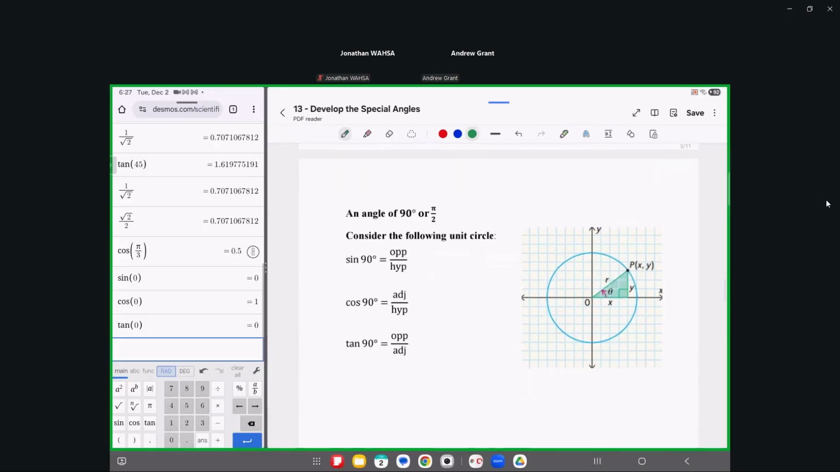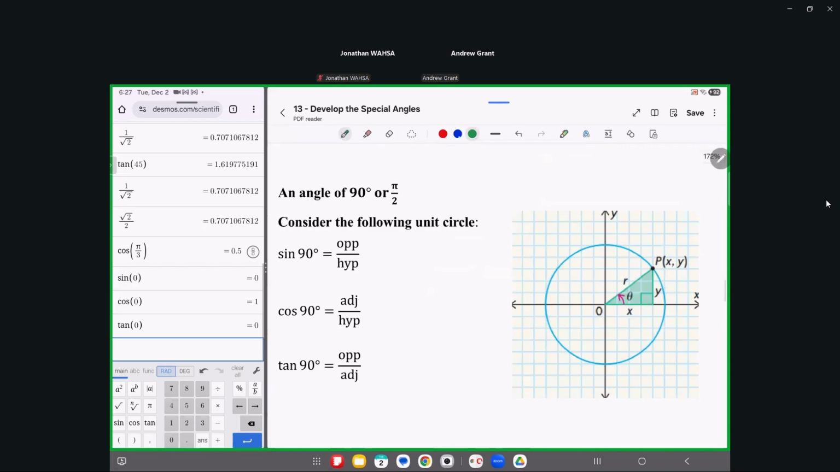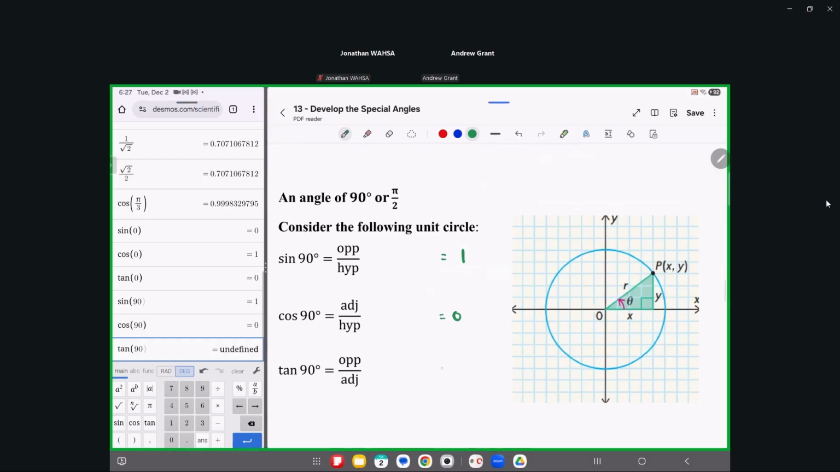Okay, let's continue on. Okay, so similar exercise, but now we're going to be talking about a 90-degree angle. And again, you could just use the calculator to figure this out. So sine of 90 seems like it's going to be equal to 1. Cosine of 90 is going to be equal to 0. And tan of 90 is undefined. So again, that's not interesting because perhaps, well, how do you get that?